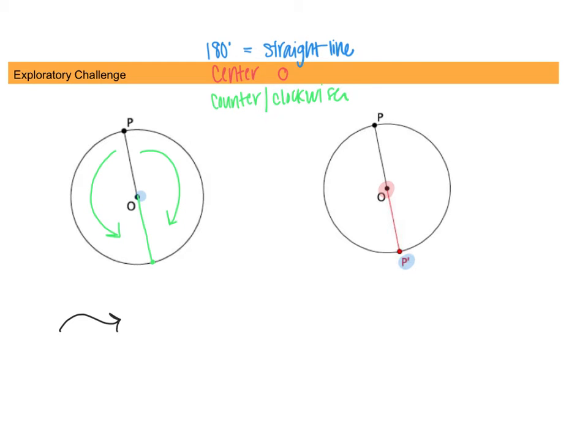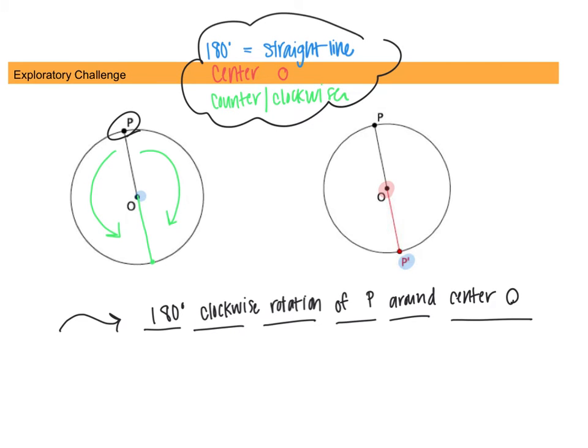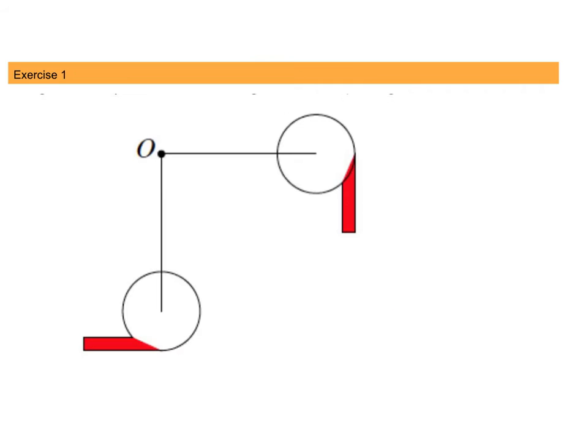So this is what this looks like when we define this. A rotation of 180 degrees around center O, going clockwise or counterclockwise. You get to choose whichever one you think. Okay, let's write it. All right, so this is what you would write: 180 degrees clockwise rotation of point P around center O. It's a very long sentence, but you have to include all of this information plus the name of what you're actually rotating. Okay, make sure you have that down before you move on. You might need to pause.